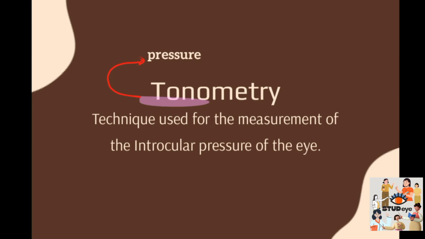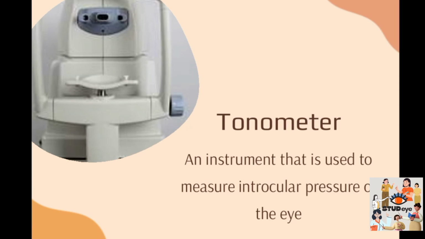Here you should know that metry means measurement, so you are measuring something, and tono means pressure. So tono means pressure and metry means measurement. Tonometry is the measurement of the pressure of the eye, right? The other name for this pressure is intraocular pressure, which means the pressure inside the eye. So tonometry is a procedure, and a tonometer is the instrument we use to measure the intraocular pressure. The technique is tonometry and the instrument we use for the measurement is a tonometer.